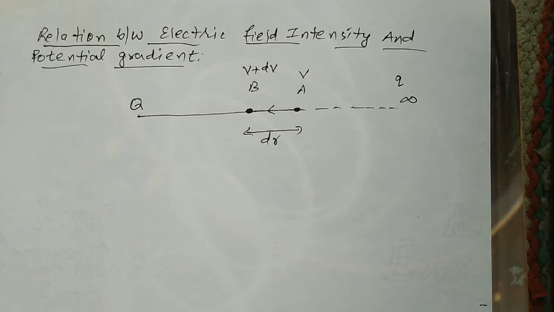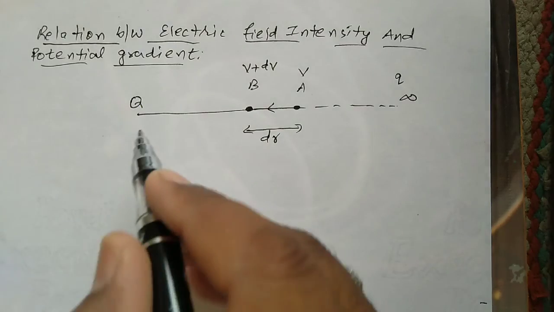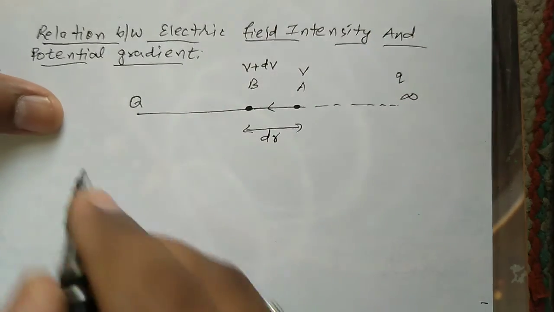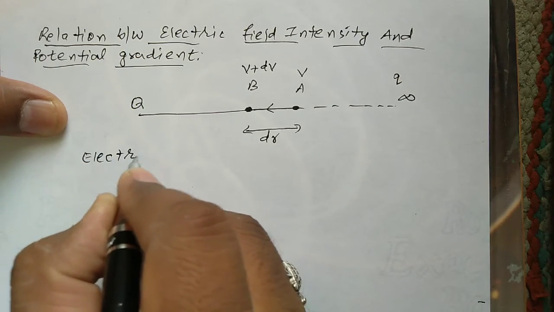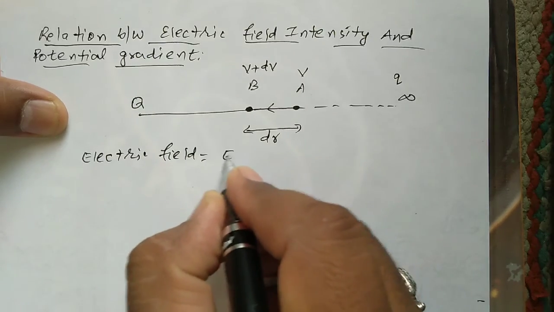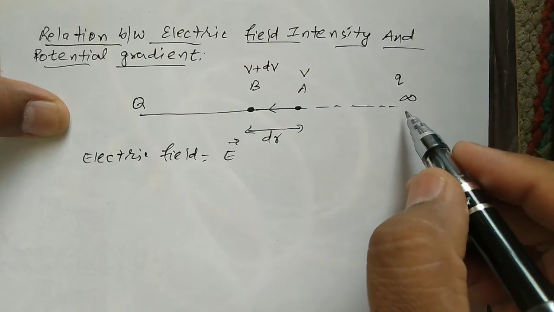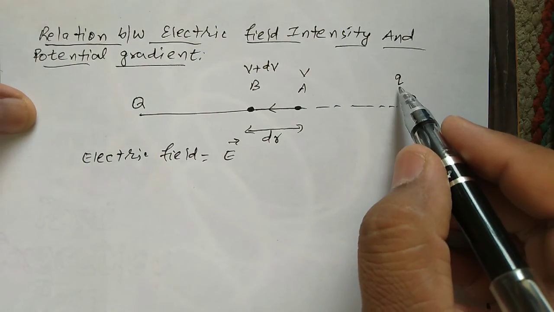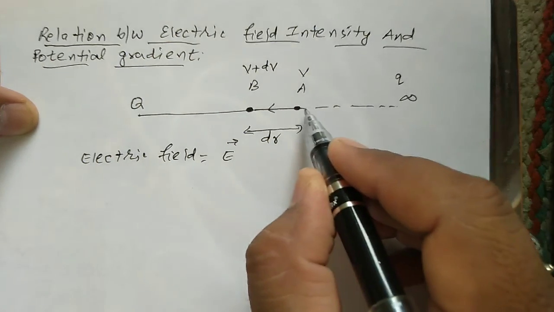In electric potential, today we will do the relation between electric field intensity and potential gradient. Let capital Q be the source charge whose electric field is capital E. Now, at infinity, a charge small q is present, and the charge is moving from infinity to a point A.